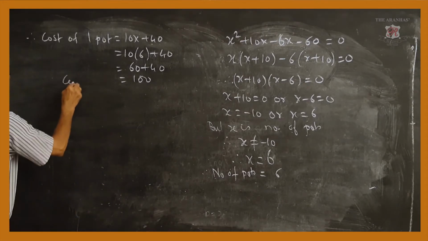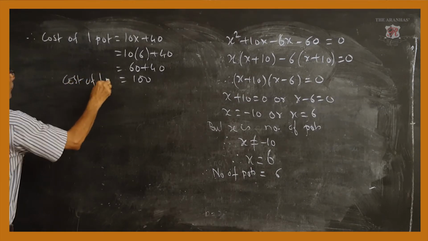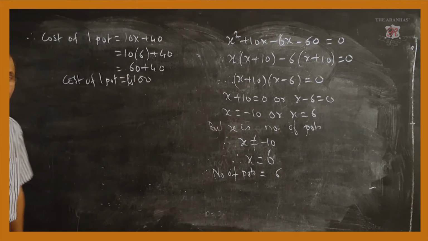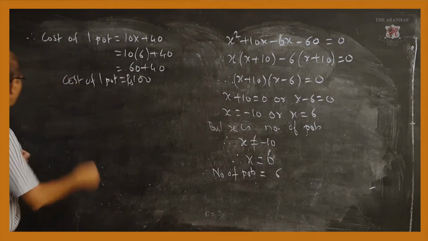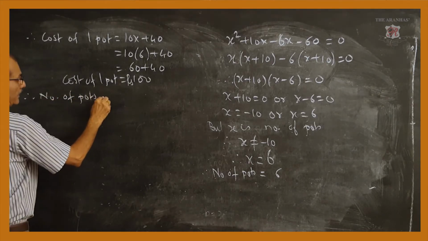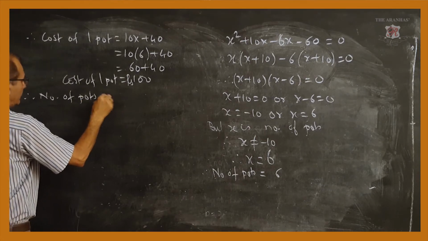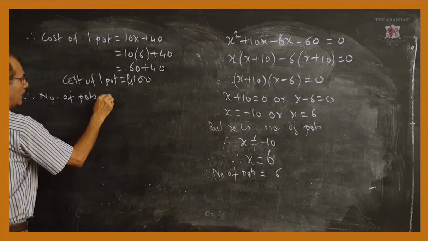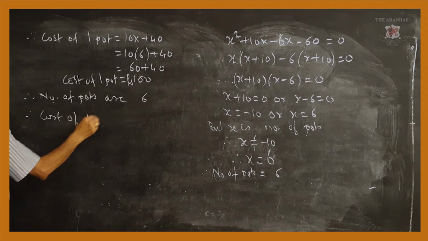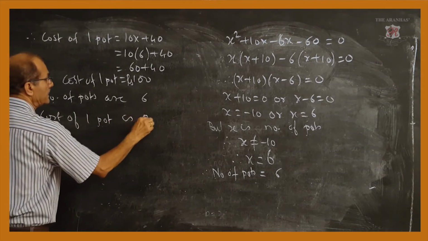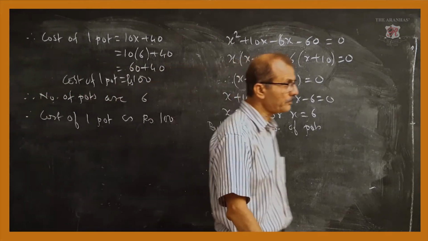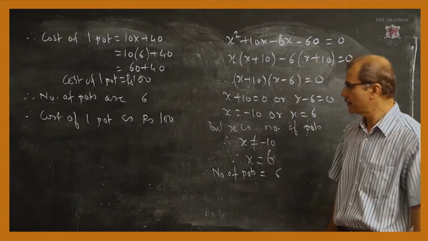So the cost of one pot is equal to rupees 100. You have to write the answer in words. Therefore, the number of pots are 6 and the cost of one pot is rupees 100. So this ends your problem. I hope you understood this.